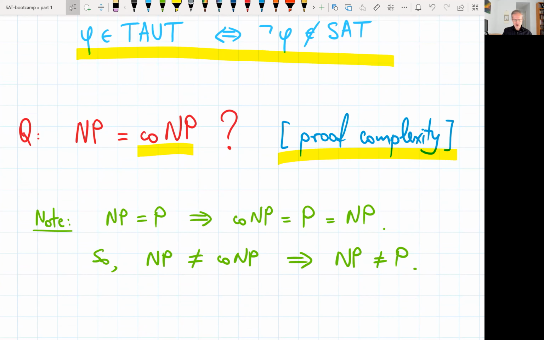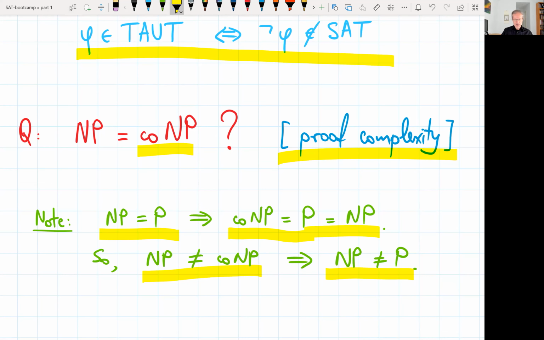One small observation here is that if NP is equal to P, then it's very easy to see that co-NP is also going to be equal to P. So co-NP in that case would be equal to P equal to NP. And so the contrapositive would say that if NP is different from co-NP, then NP is different from P.